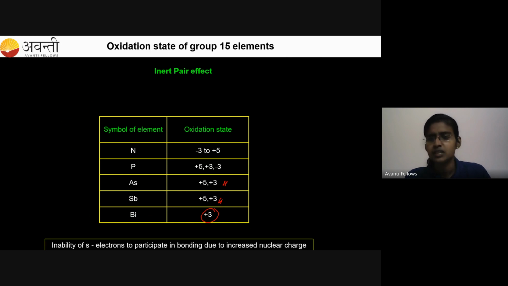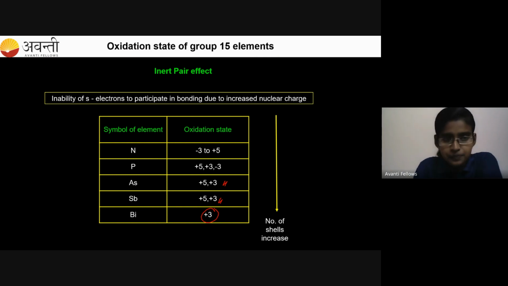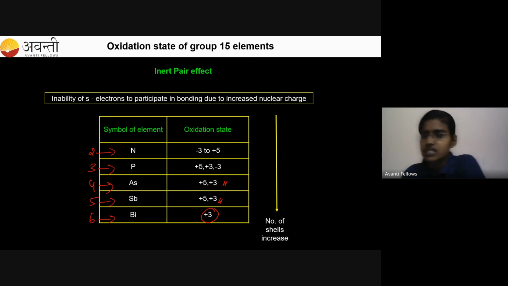What is the inert pair effect? The inability of s electrons to participate in bonding due to the increased nuclear charge is called the inert pair effect. So I'll explain you more clearly. Just listen. On moving down the group, the number of shells increases, right? For example, nitrogen will have only 2 shells because it is a second period element, and phosphorus is a third period element, arsenic 4 and antimony 5, and bismuth is having 6 shells.